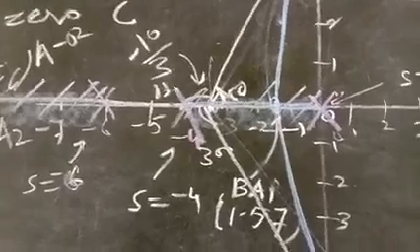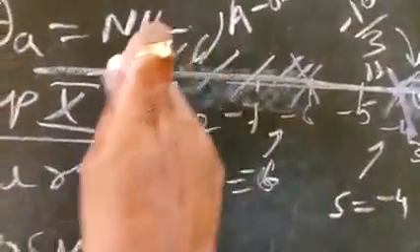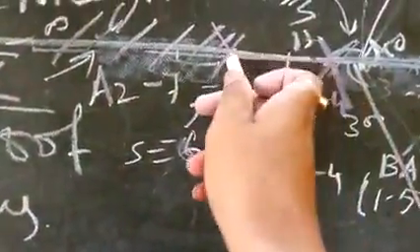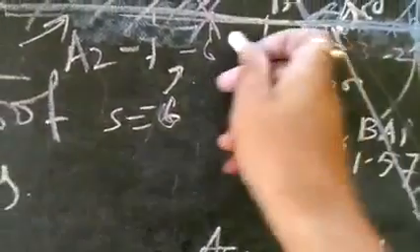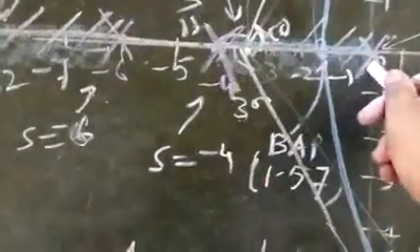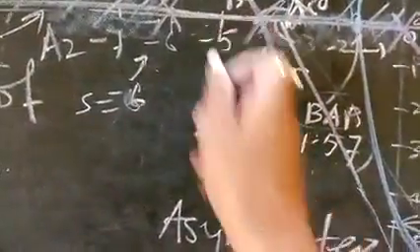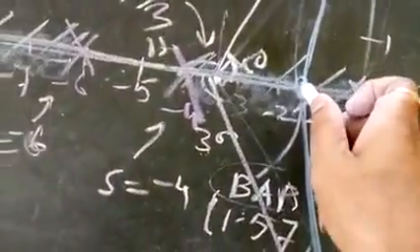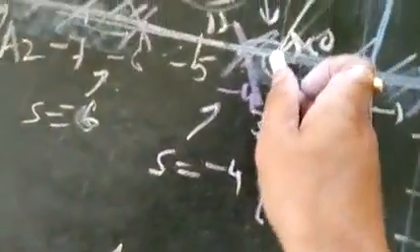So the existence of root locus is from minus infinity to minus 6. Then from minus 6 to minus 4 the root locus does not exist, and from minus 4 to 0 it does exist. Then the breakaway point is 1.57. This is an invalid breakaway point, so consider the valid breakaway point. Then the centroid is minus 10 by 3, meaning minus 3.33.